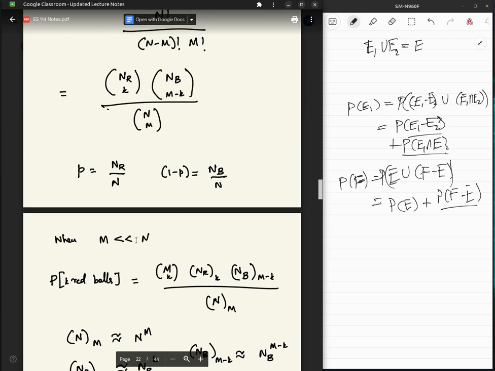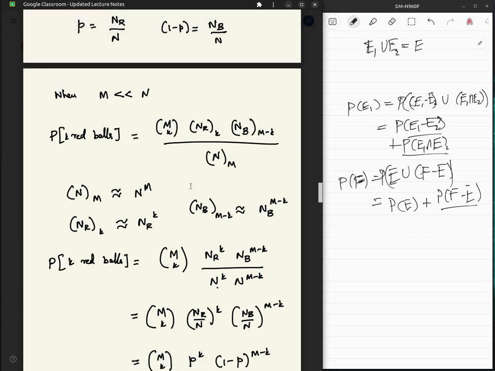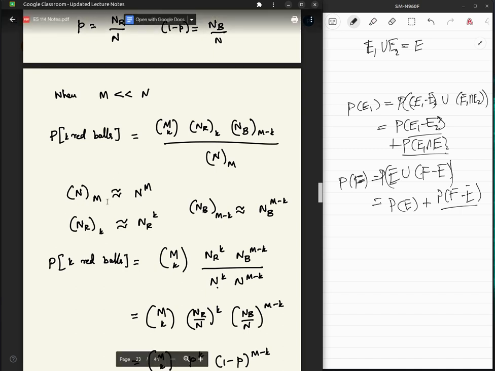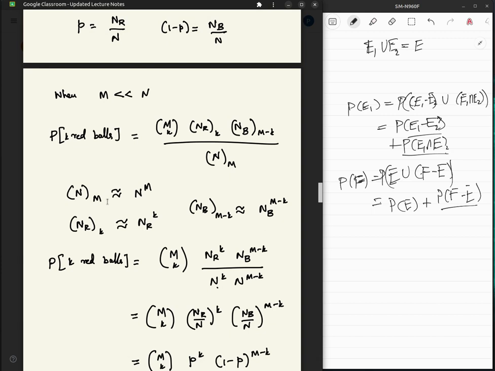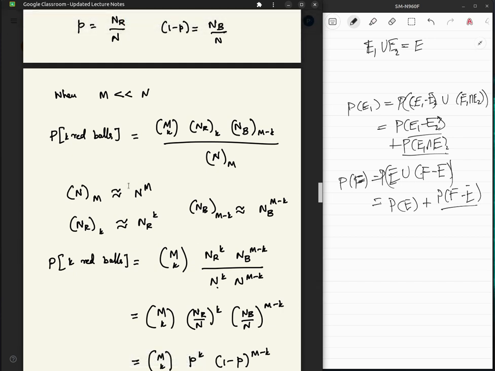Fine. Then he does, when M is much less than N, the probability of K red balls, which is this thing, sure, I believe that. That becomes what? So NPM is approximately N power M, agreed. Because in the denominator, NCK and NCM would approximately be N power M upon M factorial. So you just have N times N minus 1 all the way to N minus M. N minus M is approximately N. Then you just got M times of these N-ish things. So N power M. Yeah, it's approximately N power M. I agree. Okay, so this is approximately N power M. Probability of NRK. Yeah. That's NRK, fine.